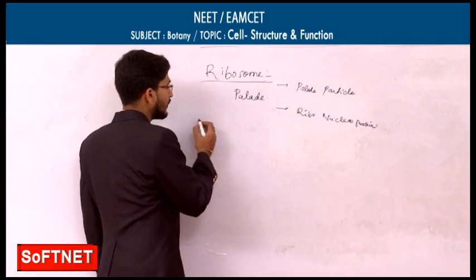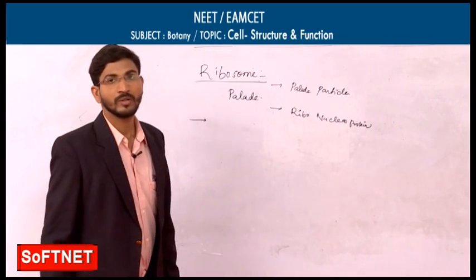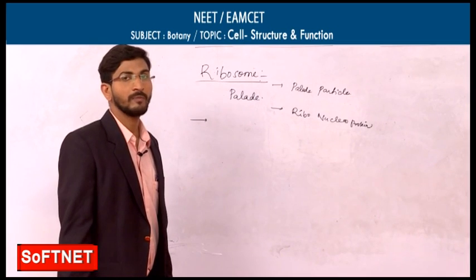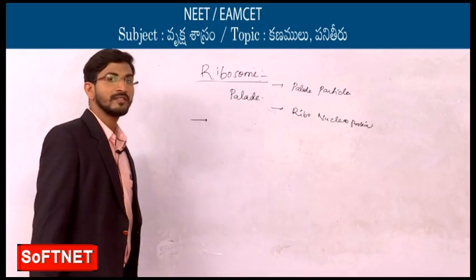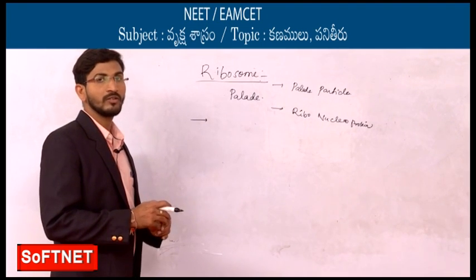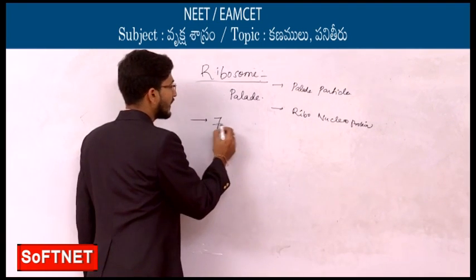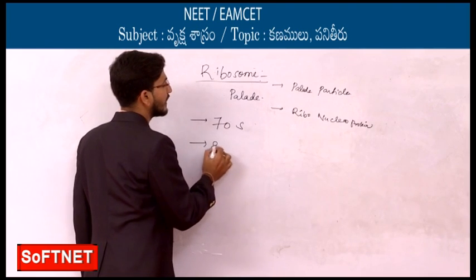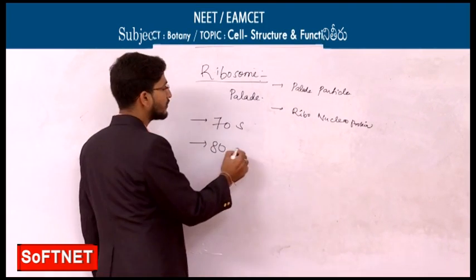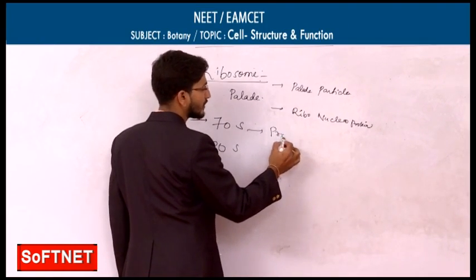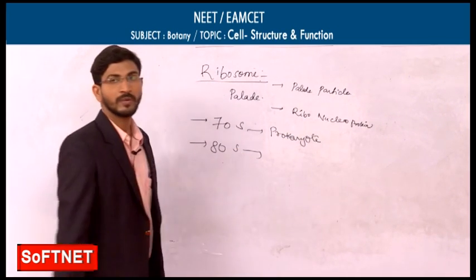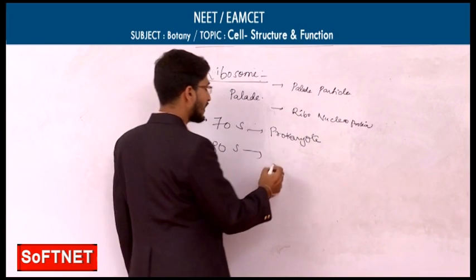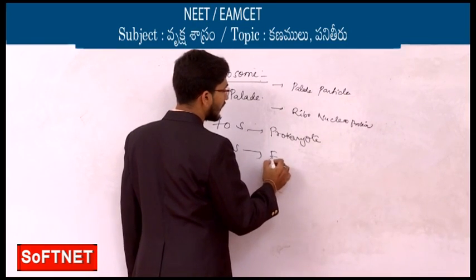And next coming to subunits. In case of this ribosome, they are made up of 2 subunits. One is the large subunit and the other is the small subunit. So ribosomes are generally 2 types. What are those? 70S ribosomes and 80S ribosomes. 70S ribosomes are generally present in case of prokaryotes. 80S ribosomes are present in case of eukaryotes.